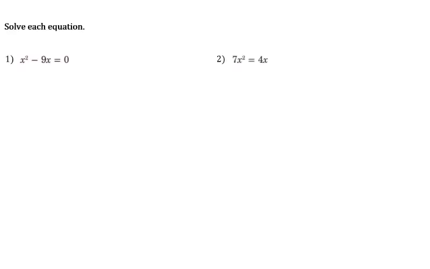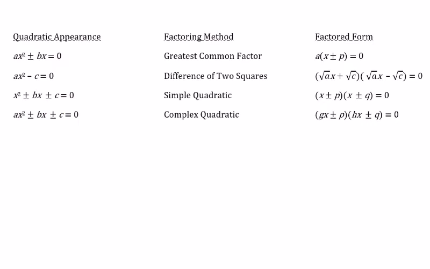All right, one thing I want to point out, I meant to say this on the last slide: the one thing about the greatest common factor is to check for it every time. Even if you have these other versions, always check for a greatest common factor first. That's the first thing you want to check for.